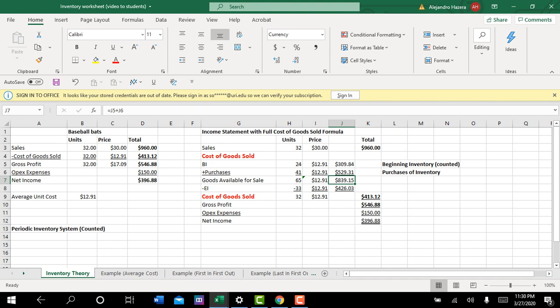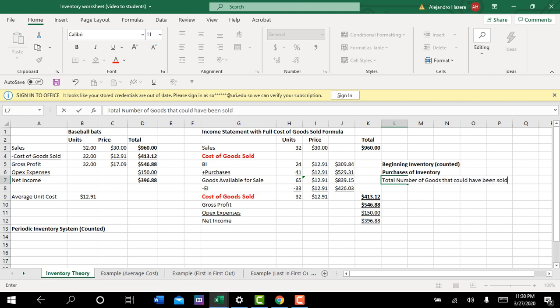And so you have a total goods available for sale of $839.15 basically. I'm going to emphasize that this is the total number of goods that could have been sold. And that's what goods available for sale is. Goods available for sale is your inventory plus your purchases, and that gives you everything. In this case, 65 units, $12.91, $839.15, everything that you could have sold this period.